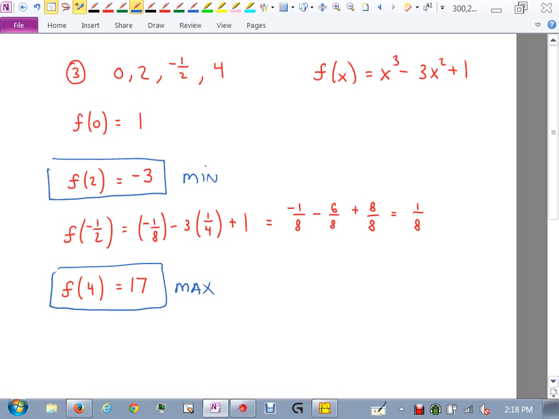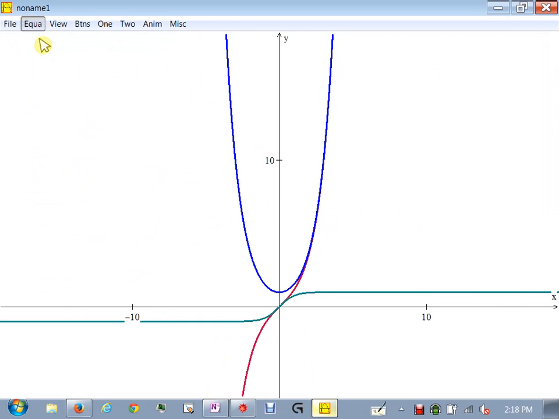If I plug in 4 for x, it spits out 17. That was at the end point, wasn't it? When I plug in 2, I get negative 3. 2 was one of my critical numbers. So that was somewhere inside the interval that I hit my lowest point. Now, I could always verify this with the graph.